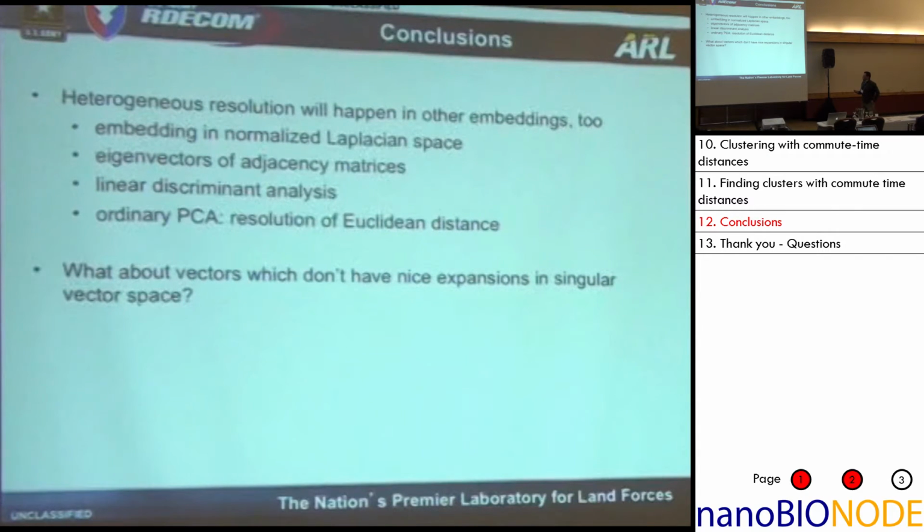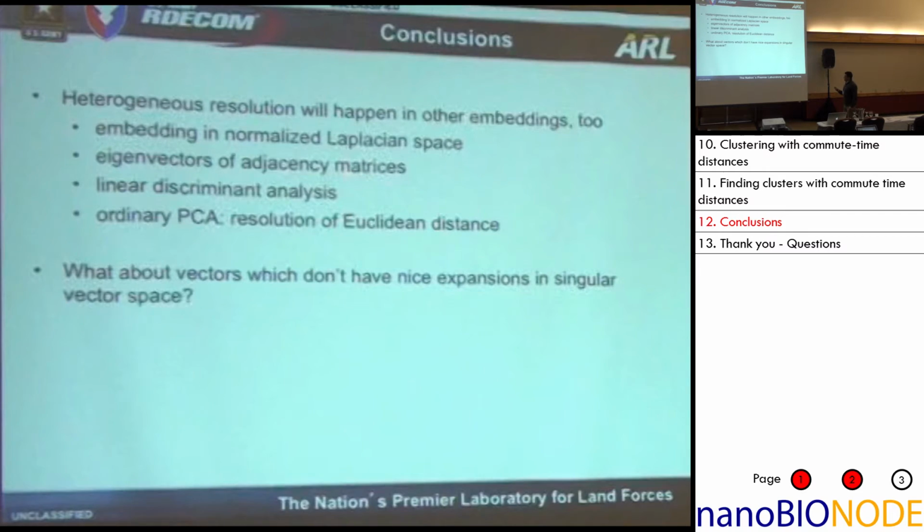This heterogeneous resolution is going to happen in other spaces too. This one just admitted the most convenient analysis, which is why I presented it to you here. We can do it also embedding in normalized Laplacian spaces. That's a different Laplacian operator. It's useful for finding different structure in graphs. It also has a kernel which is known a priori, just the same as a combinatorial Laplacian, but we may not have the nice properties of the orthogonality of the right-hand sides.